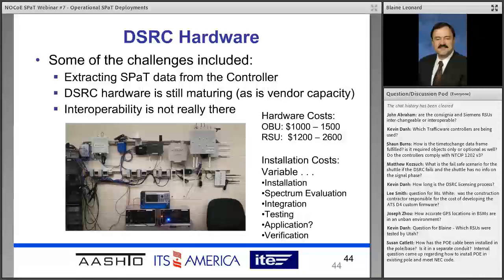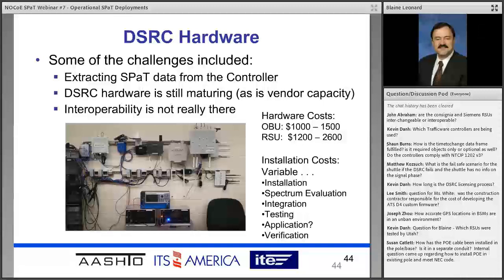We found that it wasn't trivial getting the SPaT data out of the controllers. We worked directly with the controller manufacturers to find the data and get it extracted, and then we create a map message on our Linux board. I think that's getting easier. We were doing this before some of these vendors were creating some of the tools that they now have in the controllers.